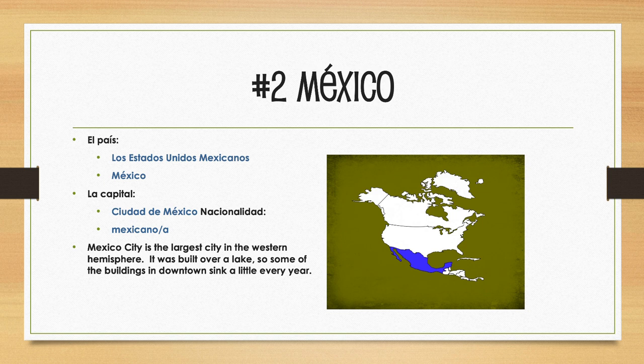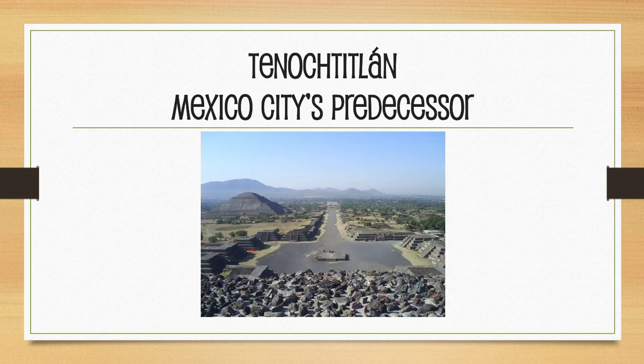Normally abbreviated just Mexico. The capital city is the Ciudad de Mexico. It used to be called Mexico DF, a federal district, but it has recently changed its name and said its preferred name is Ciudad de Mexico. The nationality of Mexico is Mexicano for a male, Mexicana if it's female. Fun fact, Mexico City is the largest city in the Western Hemisphere. It was built over a lake, and some of the buildings in downtown sink a little bit every year. And here's a picture of Tenochtitlan, which was the predecessor to Mexico City.